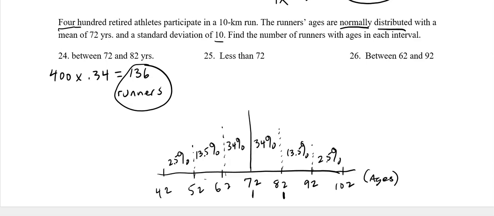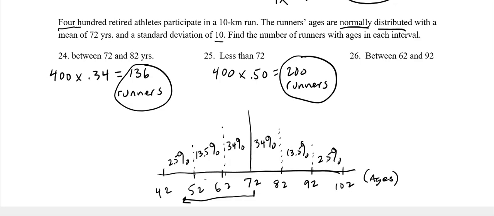Okay, so for the ones that are less than 72, here's 72 years old, that would be all of these, of course. So we take these percentages, which of course is just 50%. We take the number of total runners, and if you multiply by 50%, that's 200 runners in that age group.